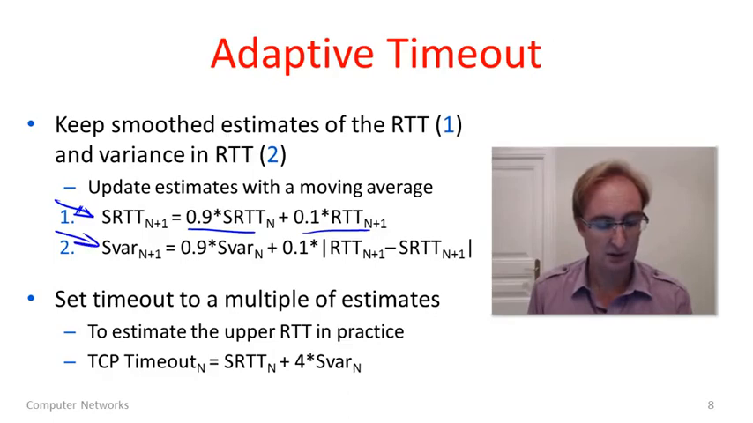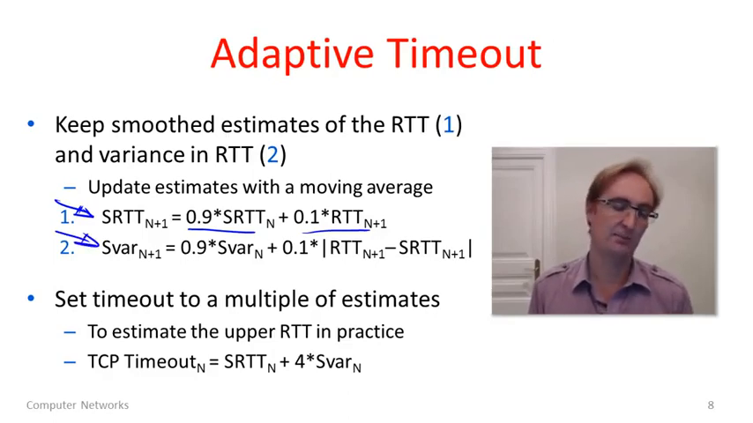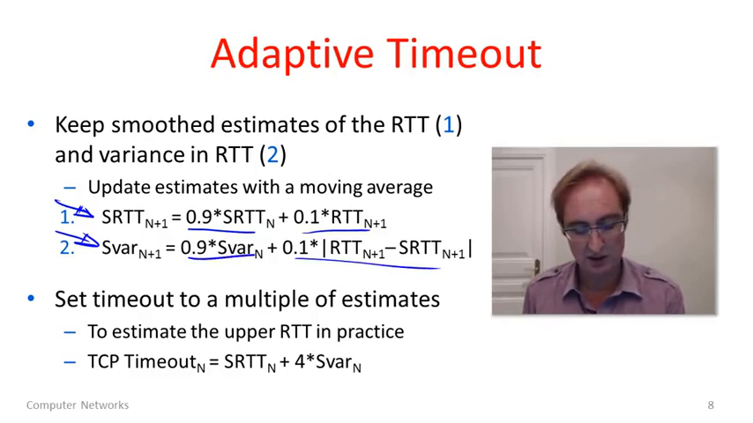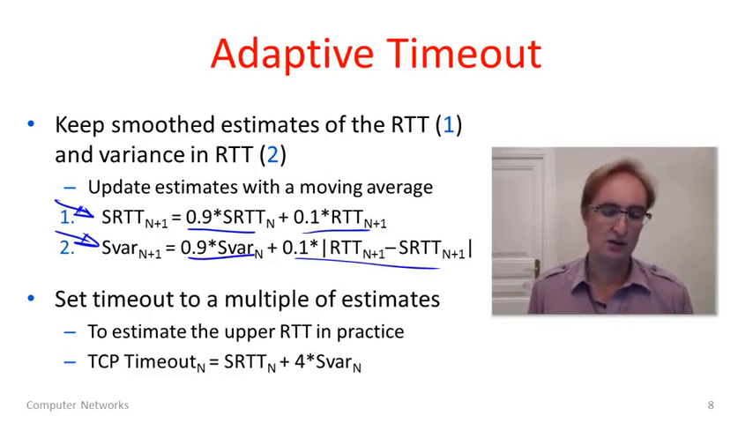We'll also run a similar estimator for the variation, and for this we simply keep 90% of our estimate for the variation from the last time, that's this factor, and then we fold in 10% of a new sample. The new sample can just be the difference between the round trip time we just got and the smooth round trip time, because that's some estimate of how much it's jumping up and down. This is technically the deviation.